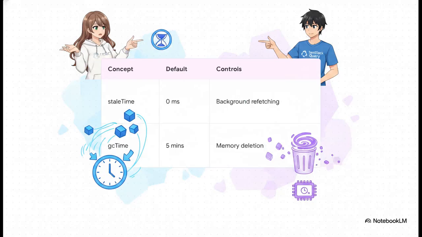Now, what's really interesting about this slide, and you'll want to lock this in your memory, is the clear distinction between staleTime and gcTime. By the way, gcTime used to be called cache time in older versions. Mixing these two up is the #1 source of developer confusion. staleTime controls exactly when your data is considered out of date and needs to be refetched in the background. On the other hand, gcTime, or garbage collection time, controls how long completely unused data actually sits around in memory before it is permanently deleted to free up resources.